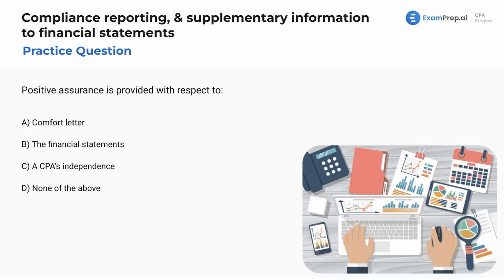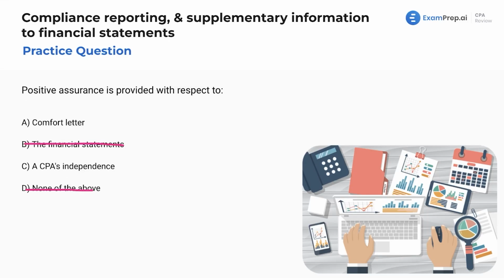All right, next up, positive assurance. So positive assurance and negative assurance, we're thinking back to that. We've seen it pop up in a few different lessons. It's provided with respect to what? Well, first, the financial statements, that's going to be reasonable assurance. We use positive and negative assurance to arrive at reasonable assurance for the financial statements. I'm not going to say it's none of the above because, spoiler, it is one of these. And then that leaves just the CPA's independence and a comfort letter.